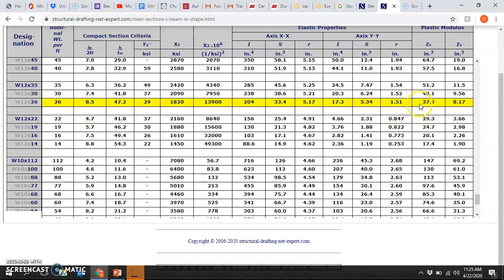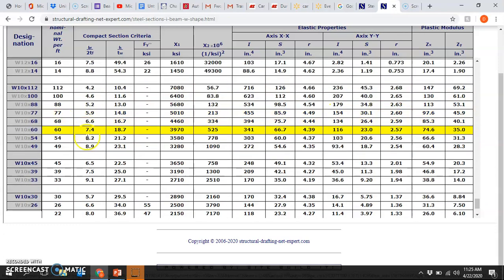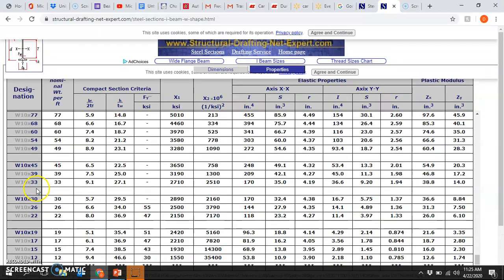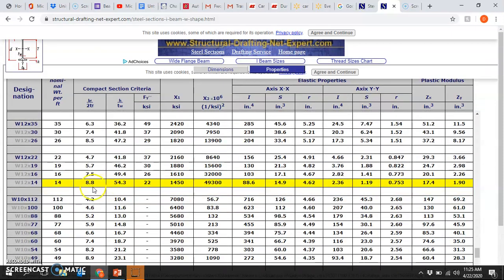17.7. So right here, I see a W10 by 17 works, and that's the lightest W10 that I would use. So I don't even need to consider all these ones yet, unless for some reason it didn't work for deflection. I'm also going to check the W12. So W12, what's the lightest W12 that works?